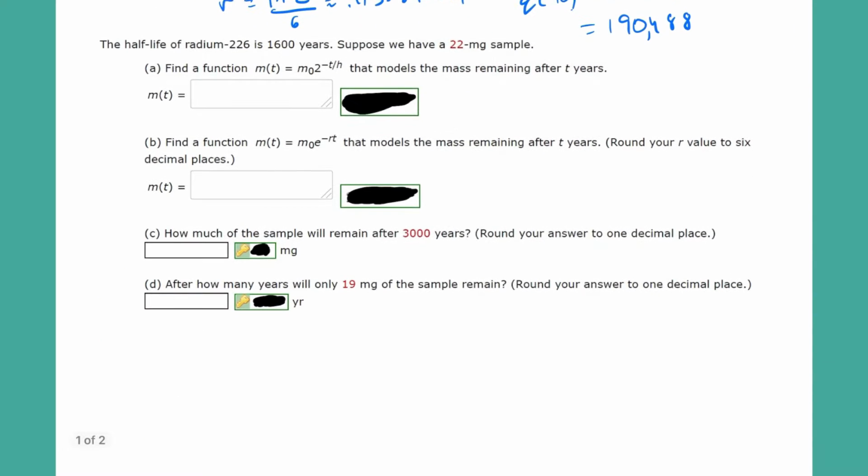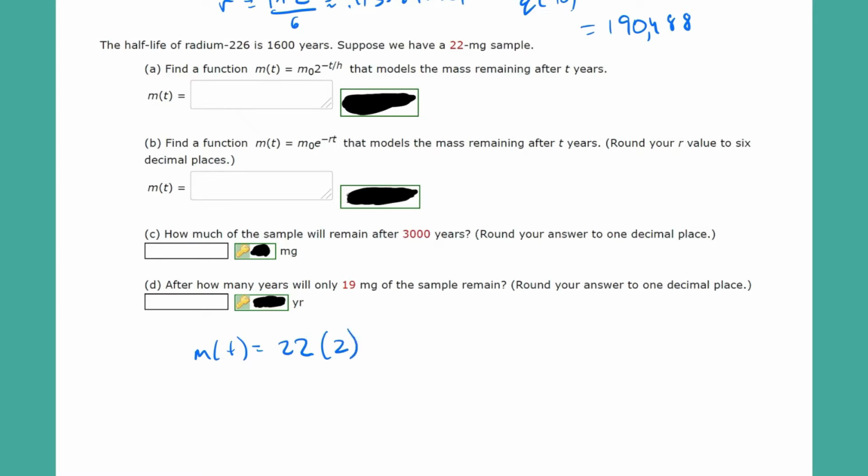Going down to this problem, the half-life of radium-226 is 1,600 years. Suppose we have a 22 milligram sample. So that's your initial amount, which represents M sub 0, and they're giving us the function that they want us to use. H stands for half-life, which in this case is 1,600. So we have M of t is equal to the initial amount times 2 to the negative t over 1600. So that is the answer to the first part.